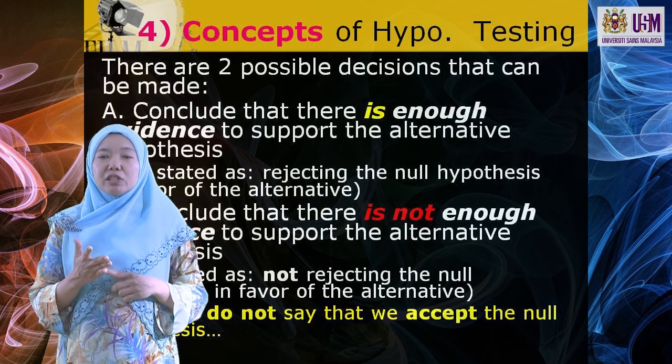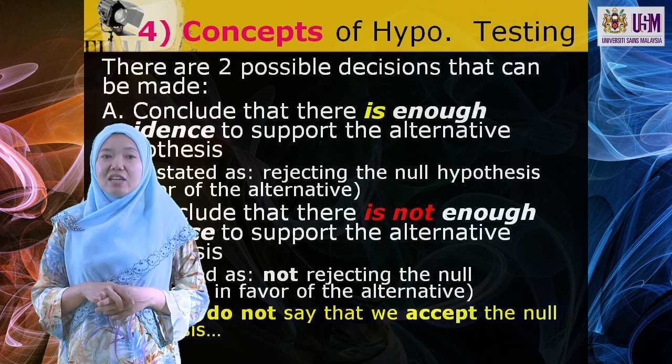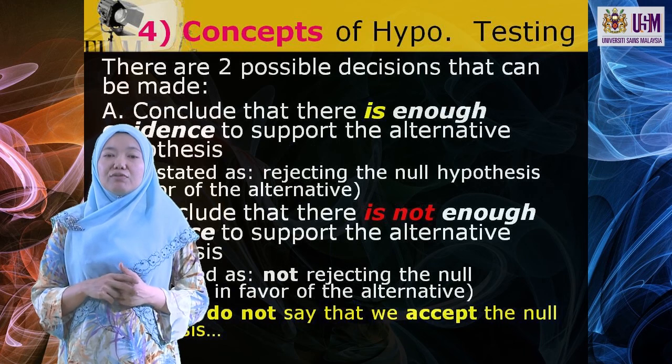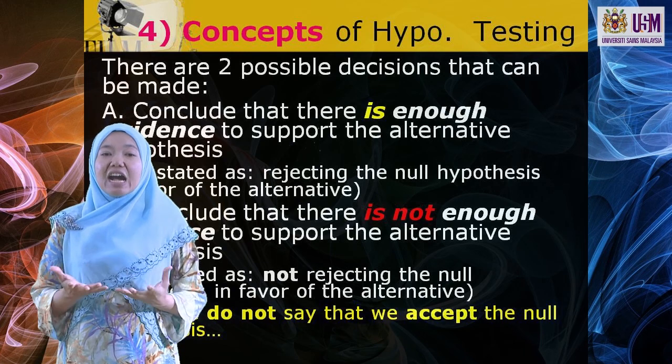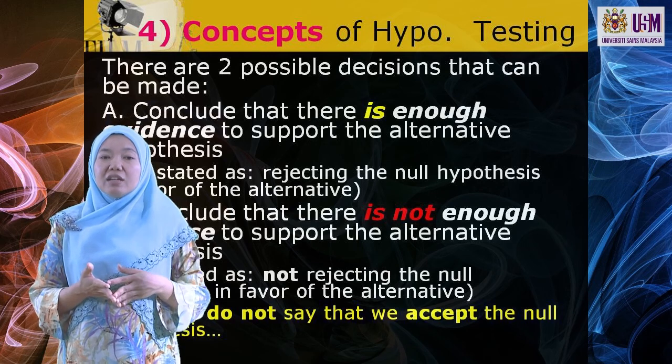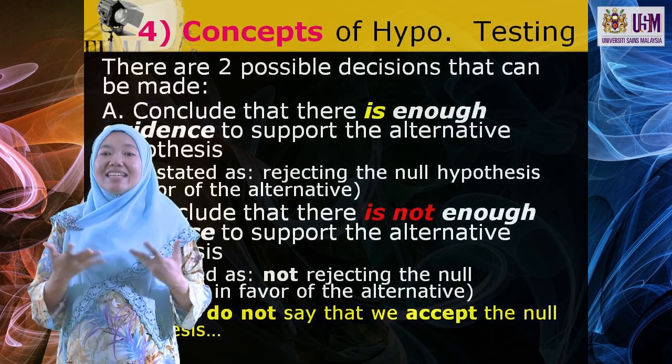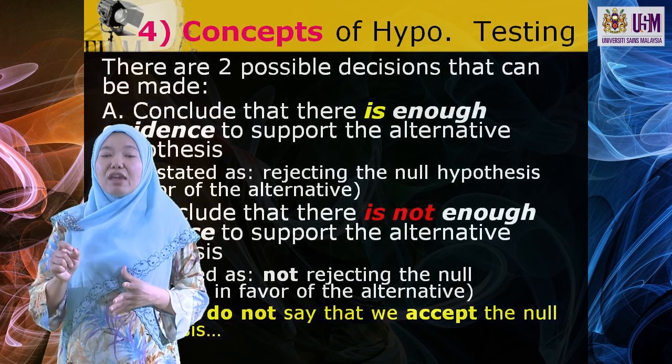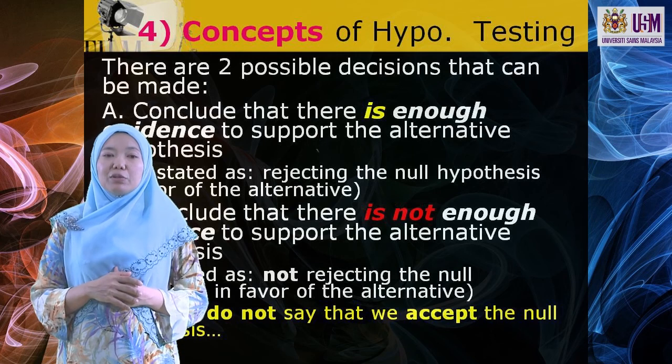So there are two possible decisions that can be made. The first decision is for you to conclude that there is enough evidence to support the alternative hypothesis. This is another way of saying that you reject the null hypothesis in favor of the alternative hypothesis.